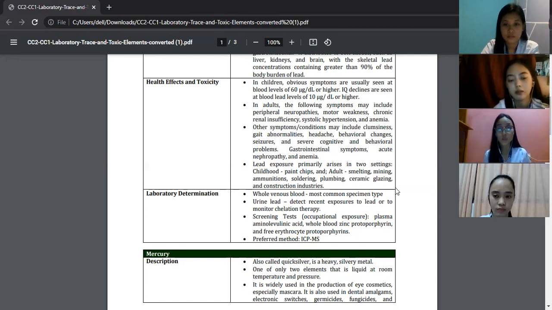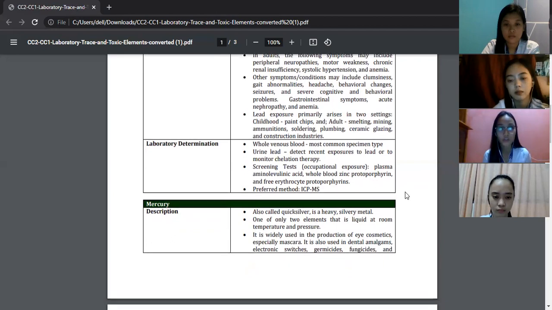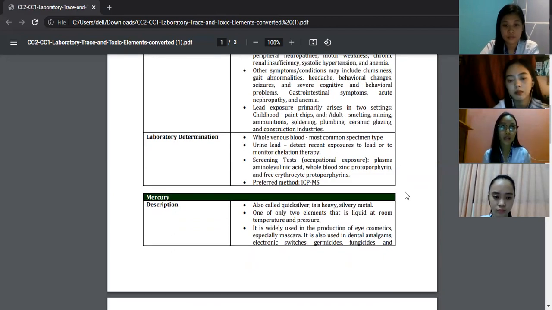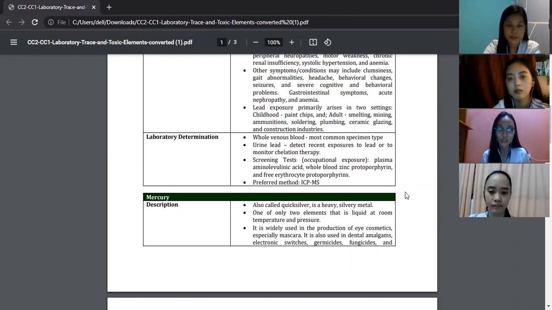So the specimen used is the whole venous blood, and it is preferred over plasma or serum because the circulating lead is predominant in the red blood cells. The urine lead is used to detect present exposure to lead or to monitor chelation therapy, and the screening test used for occupational exposure is the plasma aminolevulinic acid, and the preferred method is the ICP-MS or the inductively coupled plasma mass spectrometry.